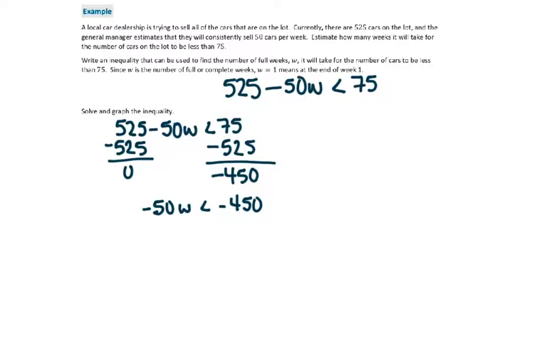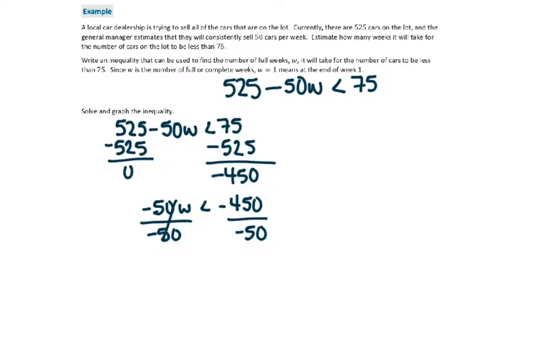And this is why. I have negative 50 in front of my W, which means I need to get rid of that negative 50. In order to do that, I'm going to divide both sides of my inequality by negative 50. But when I do that, I need to change my inequality symbol because I just divided by a negative number. That's one of the rules of solving inequalities.